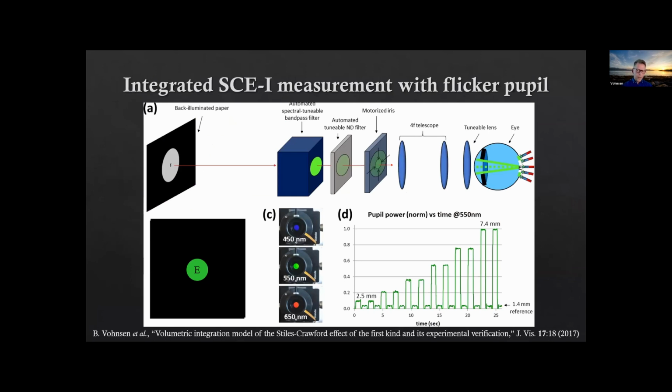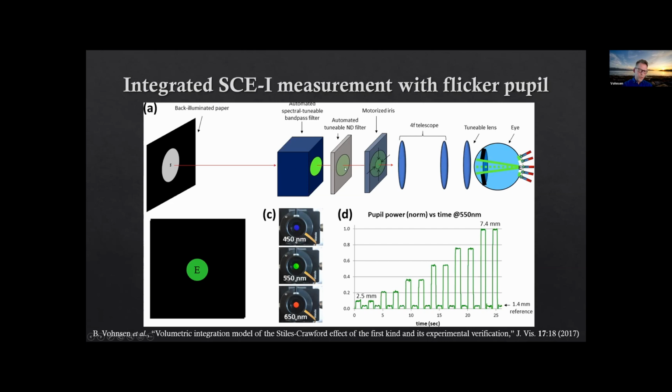Well, we tried to set up this instrument where we had a motorized iris flickering in pupil size. So we used a 1.4 millimeter reference. We flickered in consecutively larger and larger diameters from 2.5 going all the way up to 7.4. So we're dilated, of course. And subjects are looking onto this back illuminated E here just to keep their gaze fixed. We can change the color and so on and so forth.